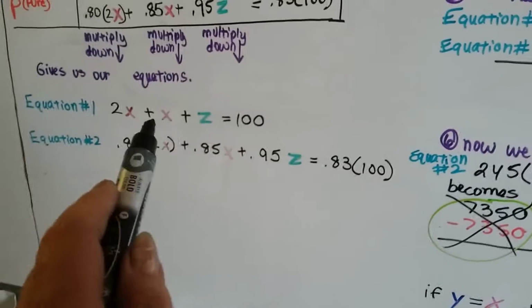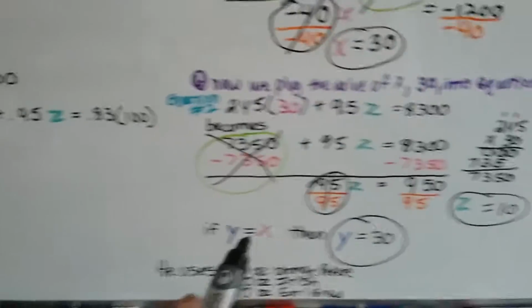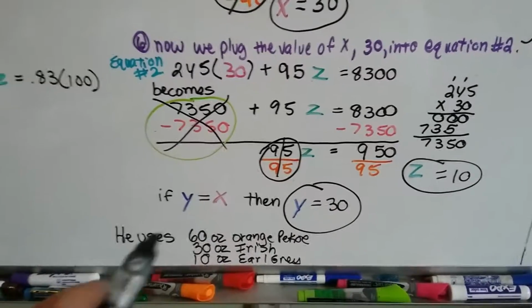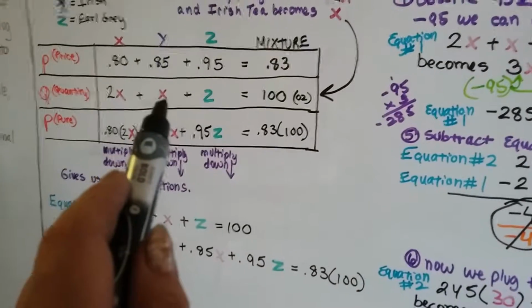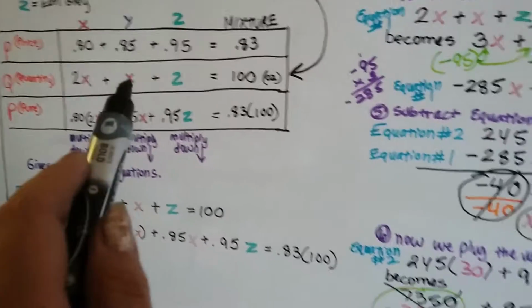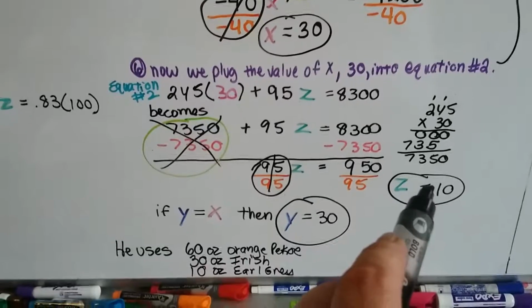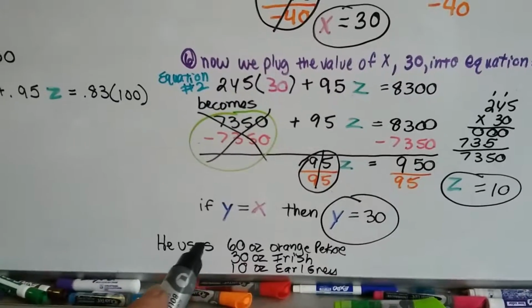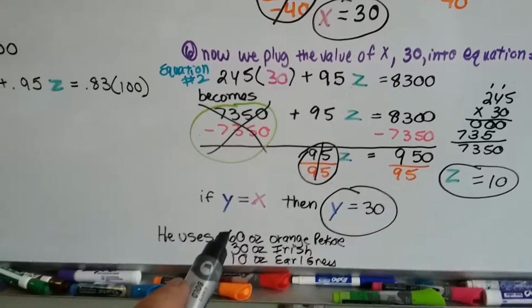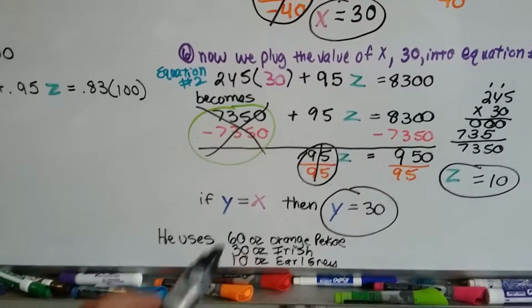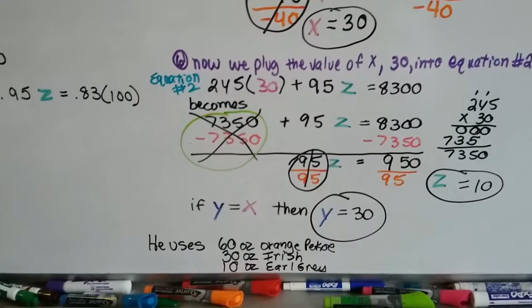Guess what? If 3x plus z equals 100, then the whole thing needs to equal 100. And if y is equal to x, remember? We put x in place of y, and then x became 2x. So that means y is 30, x is 30, and z is 10. So let's see what happens. If we use 2x, that's 2 times 30, he's going to use 60 ounces of orange pekoe, 30 ounces of Irish, and 10 ounces of Earl Grey. And that's our 100 ounces, and we know how much of each.